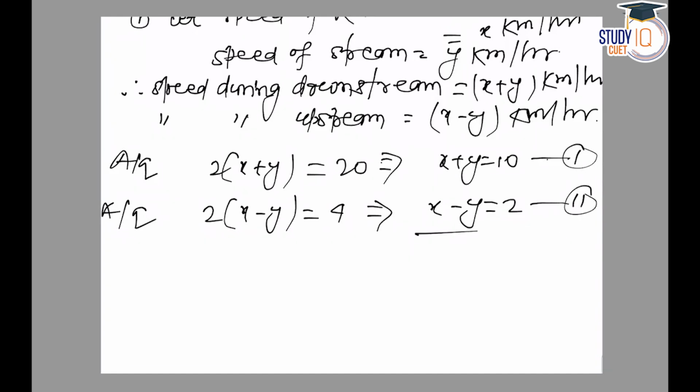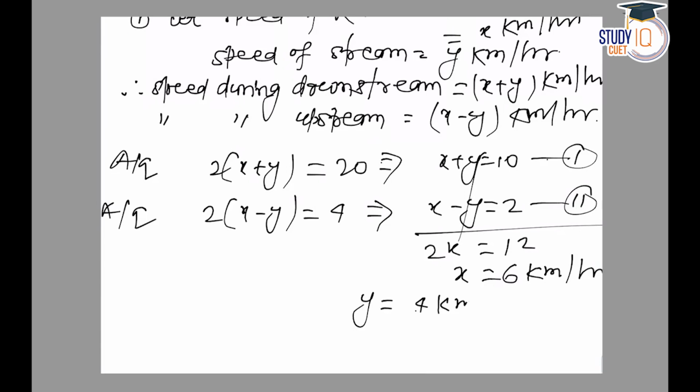Now add them. So, 2x equals to 12. Hence, x equals to 6 km per hour. Put x in any one equation, we will get y equals to 4 km per hour.